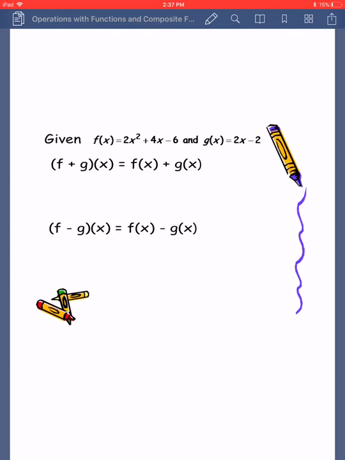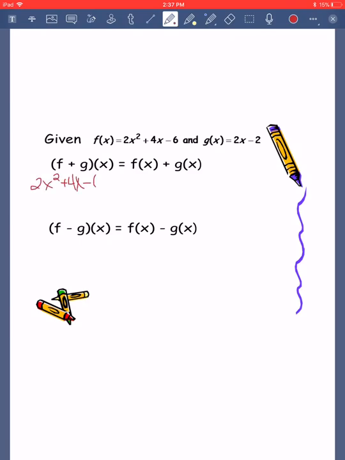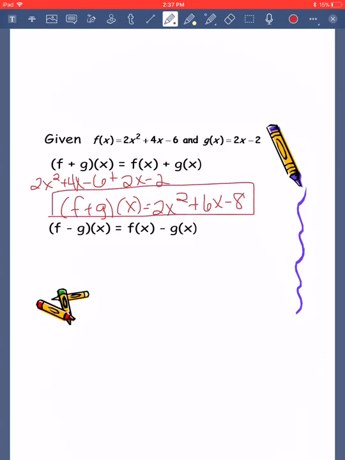So we're given that f of x is 2x squared plus 4x minus 6, and g of x is 2x minus 2. So if we're doing f plus g of x, really all we have to do here is combine like terms. So f of x is 2x squared plus 4x minus 6, plus g of x is 2x minus 2. And we're just going to combine like terms here and get that f plus g of x equals 2x squared plus 6x minus 8. So for addition, it's just combining like terms.